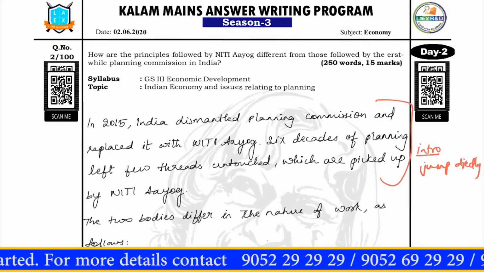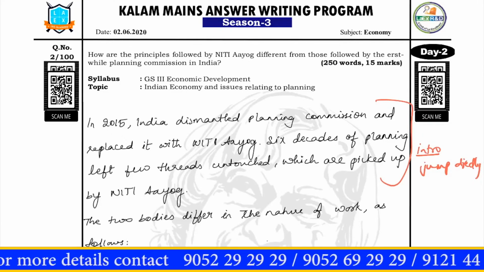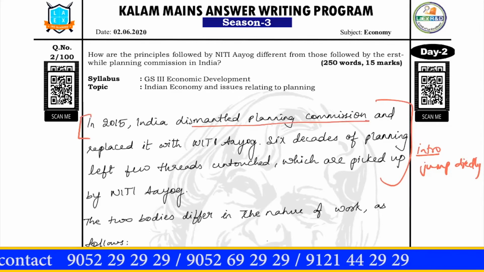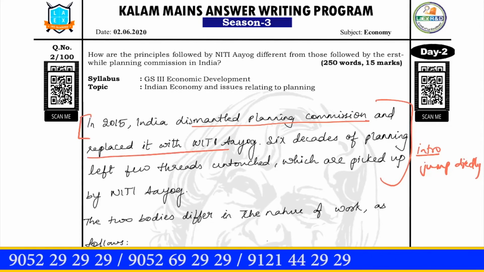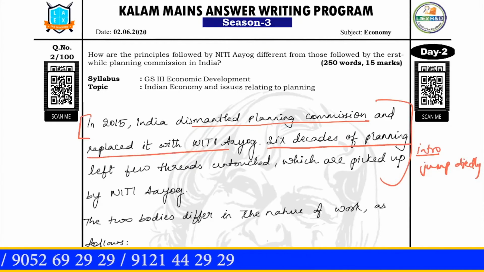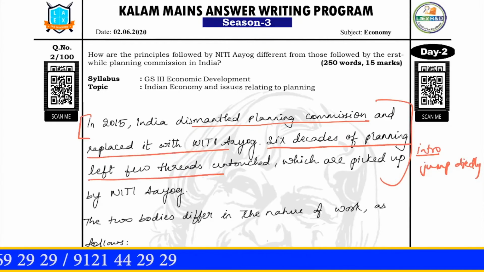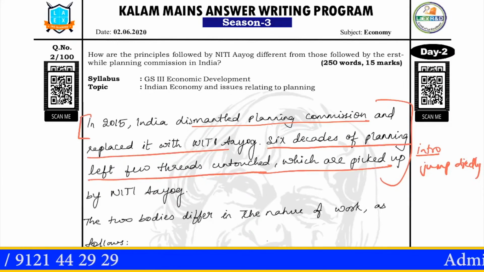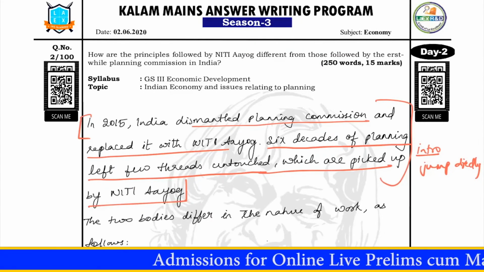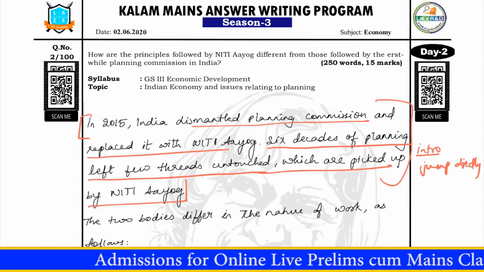So, how did I do it? So, as I've mentioned here, in 2015, India dismantled Planning Commission and replaced it with Niti Aayog. Here is when I enter the question directly. 6 decades of planning left few threads untouched, which are picked up by Niti Aayog. Here I am directly saying that Planning Commission has left us some untouched areas which are yet to be picked, and thus Niti Aayog has come into the picture.